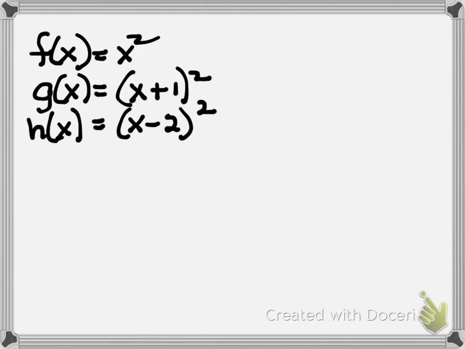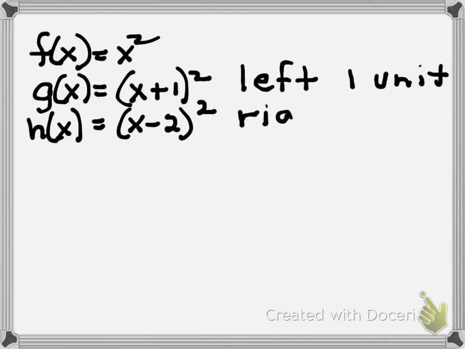Okay, let's look at this one. The basic function is f of x equals x squared, which is a parabola. If you see in the parenthesis x plus 1 quantity squared, you're going to take that basic parabola and move it to the left 1 unit. This is if it was x plus c, and it's a horizontal shift, 1 unit to the left. If it's an x minus 2 in the parenthesis, this is a horizontal shift, but we're going to go to the right 2 units.